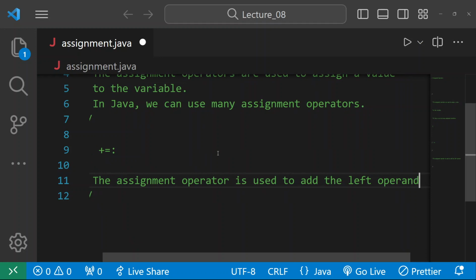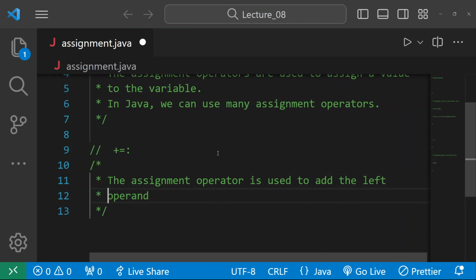Can anyone let me know what do you mean by operand, as I have taught you? What do you mean by operand? Yes, anyone? On which the operations are being performed. Absolutely correct. Operand means the thing on which we are performing the operations, and this is your operator. A very good definition.